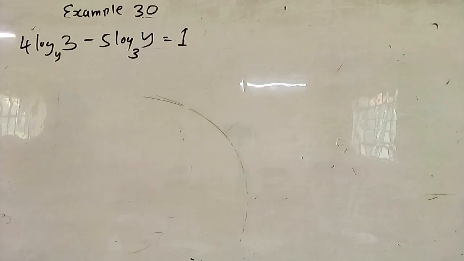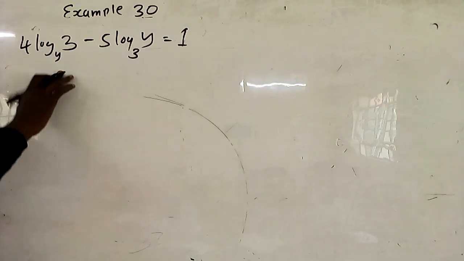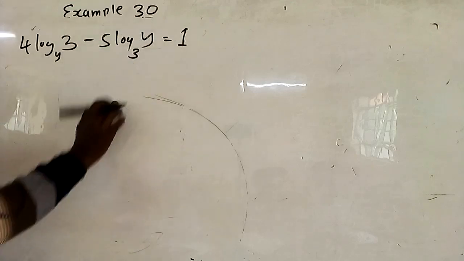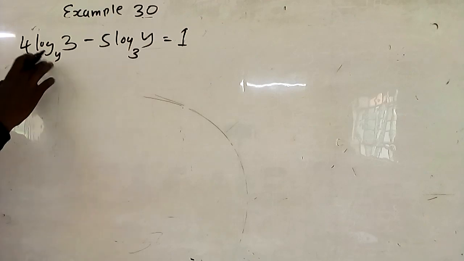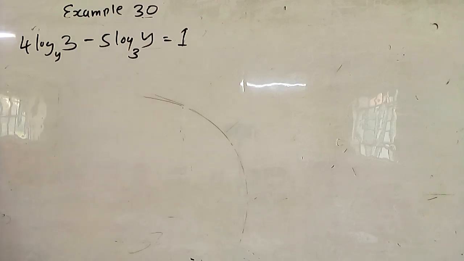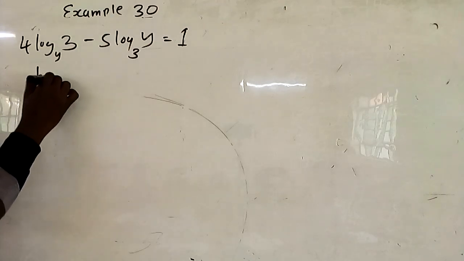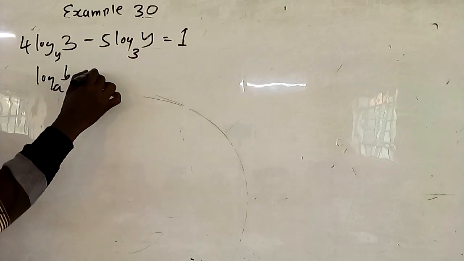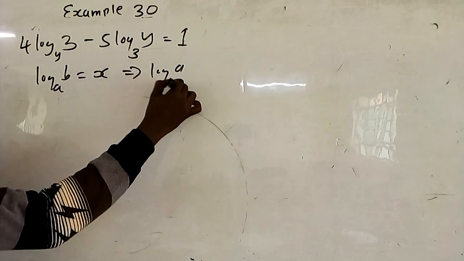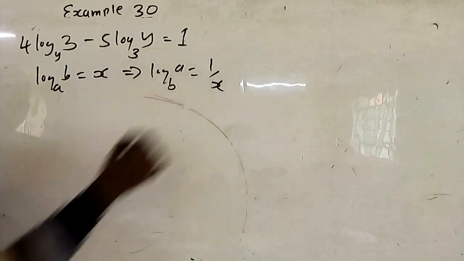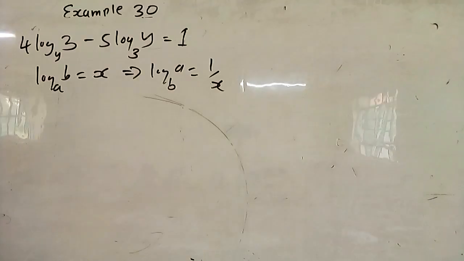Solve the following logarithmic equation: 4 log 3 to base y minus 5 log y to base 3 is equal to 1, isn't it? So just like the other case, when you have log b to base a equal to x, then it implies that log a to base b is equal to 1 over x. So what do we do?